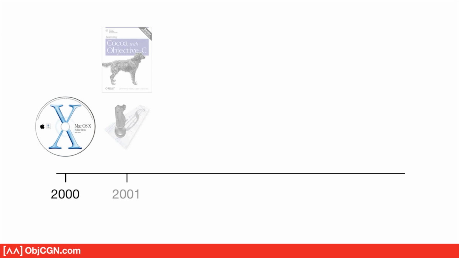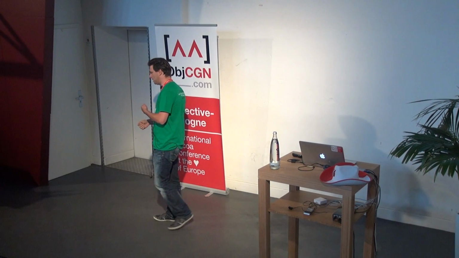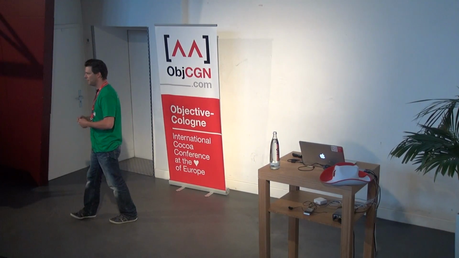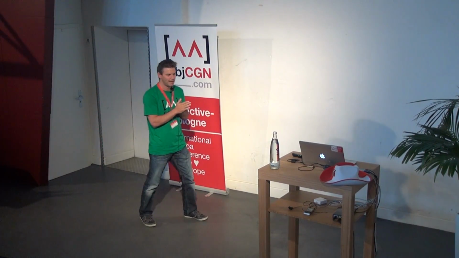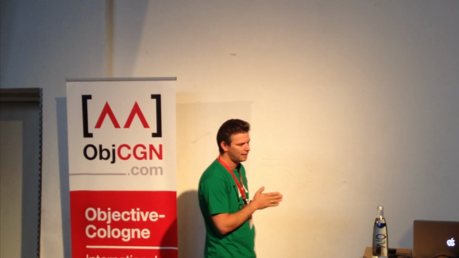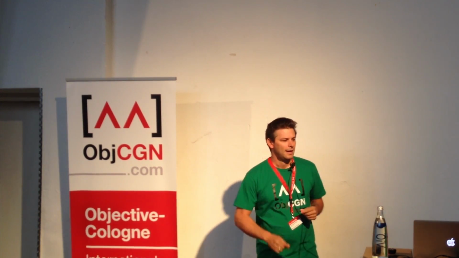In 2001, I sort of started getting interested in developing for the Mac. And I started off with Java because I knew Java, and I used the Java bridge to make a crappy little temperature converter or whatever it is that they used to have. And I realized that Java wasn't the way to go, as I think most people did. And so I bought this book. And this was the O'Reilly book, Cocoa with Objective-C.